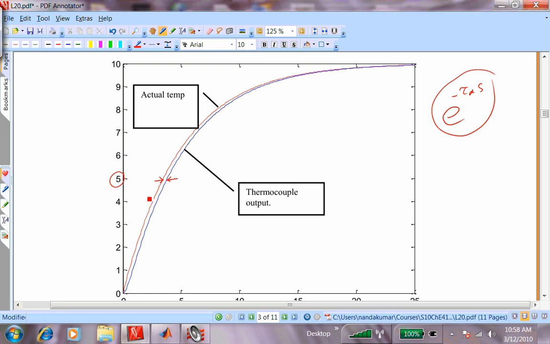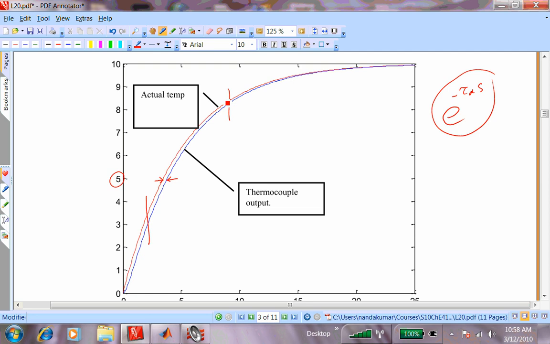At every instant of time, if you take a vertical line like this, the red is above the blue. That means the process has reached a higher temperature at the same time, and the thermocouple hasn't caught up to that. So it's going to take a little longer to reach there. Okay? That's the first observation. Any other observation? Can you say anything about the order of the process?